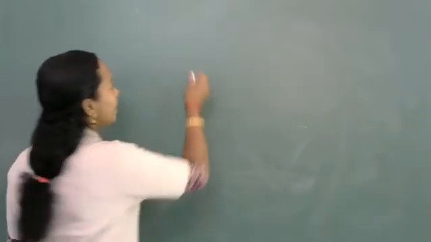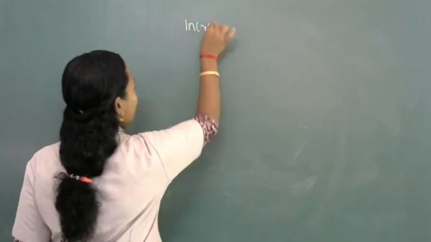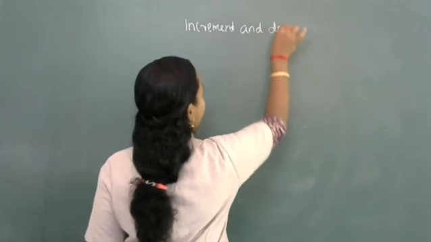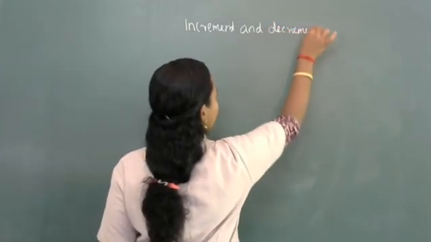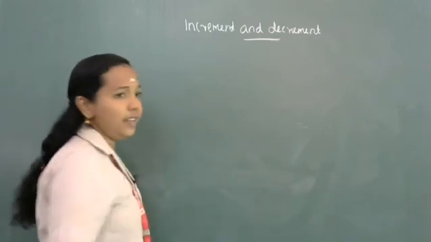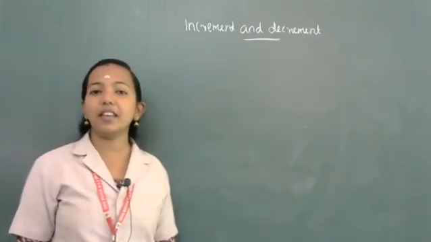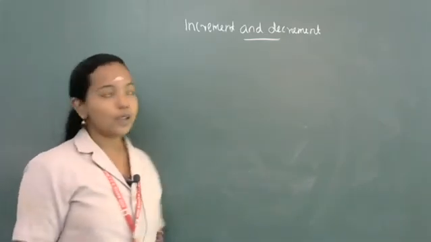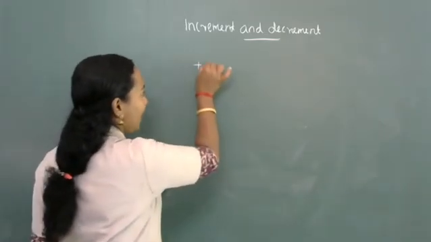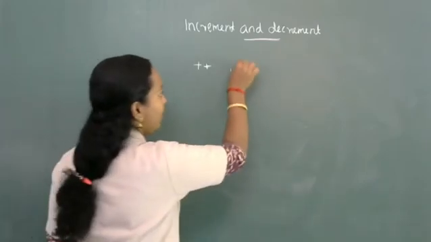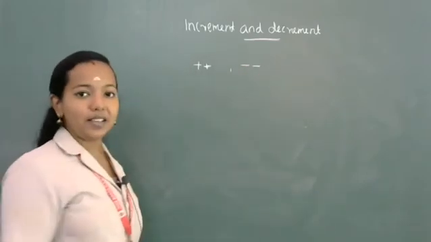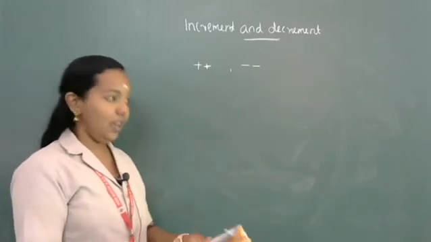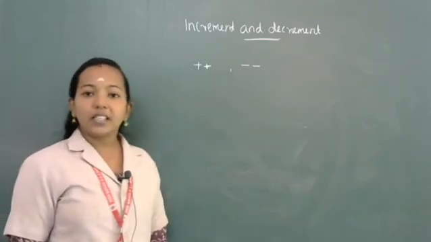Then the next one is the increment and decrement operator. That means we are incrementing a variable by 1 or decrementing a variable by 1. The increment operator is plus plus and the decrement operator is minus minus.